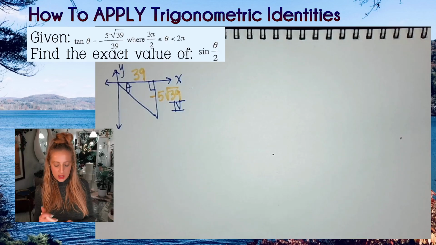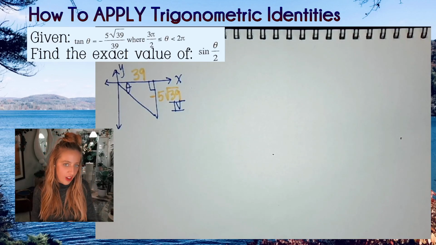Now, to find the sine half angle, we are going to use a half angle identity. The half angle identity for sine uses cosine of theta. In order to find cosine of theta, we need to find the hypotenuse. In order to find the hypotenuse, we are going to do Pythagorean theorem. It says find the exact value, which implies that this problem should be doable without touching a calculator at all. No rounding. You may have radicals in your answer, but no rounding, no decimals.